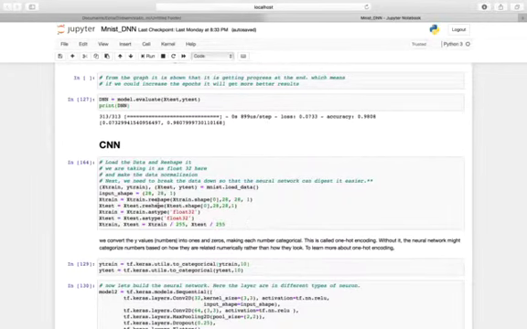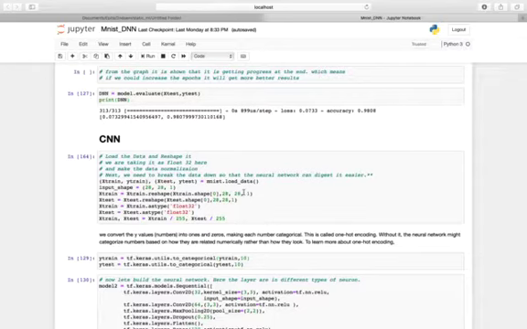Here we define our training values and testing values, and for the shape of our training values, we reshaped it into 28 by 28 by 1 also.